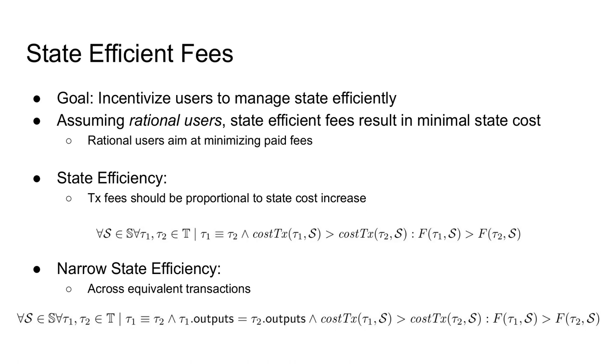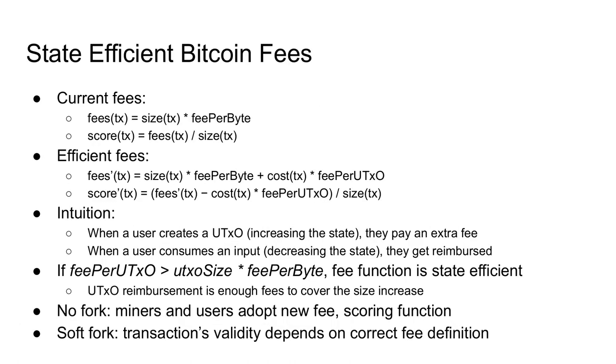And the interesting part is how to actually implement state efficient fees. And we look into Bitcoin. Bitcoin right now uses fees that depend only on the size of the transaction. And the score of each transaction, according to which miners typically order transactions and find out which transactions should be put first in a block, is this fee per byte. So it's the fees that the transaction pays divided by the size of the transaction.